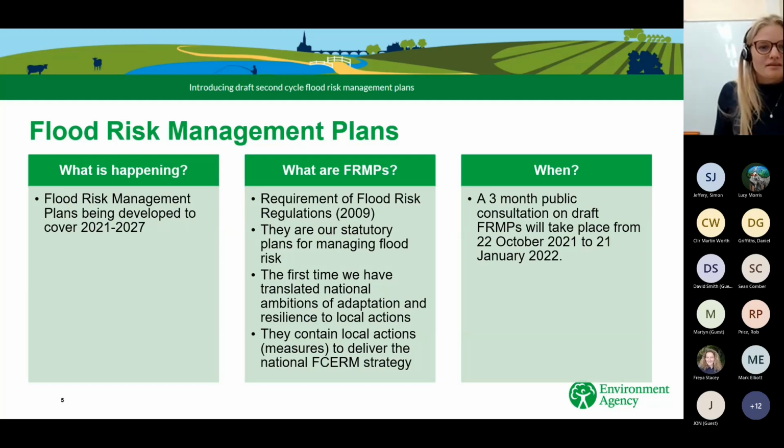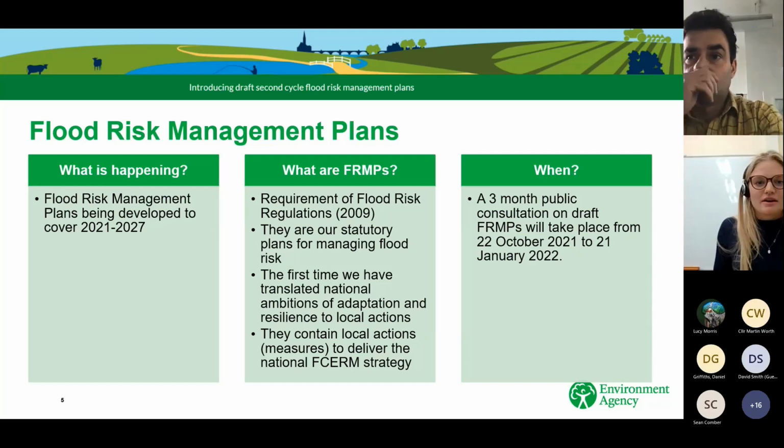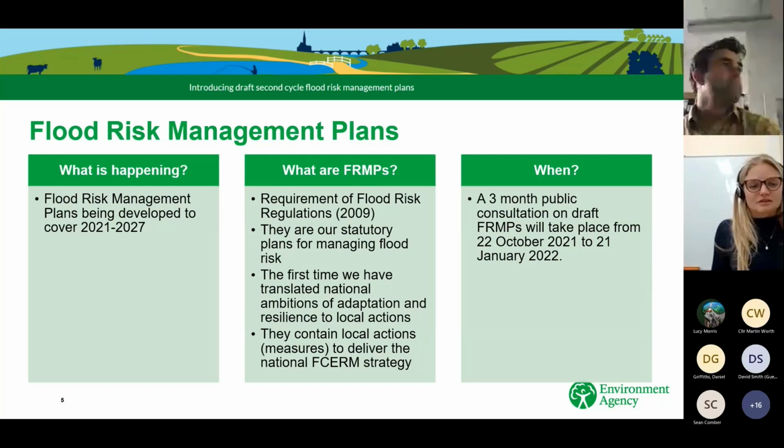The reason I gave you the national strategy before is because this is the first time that we've translated our national ambitions, which I just set out, into our local actions that we're doing on the ground. So it's the flood risk management plan which contains these local actions and measures of how we are delivering our national strategy. And then finally, we've got a 3-month public consultation, which is taking place now. That started on the 22nd of October, and it will close on the 21st of January.